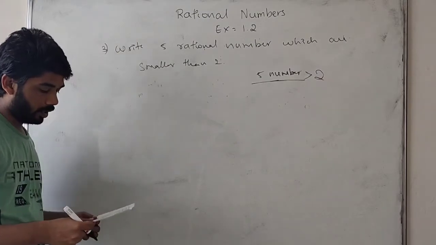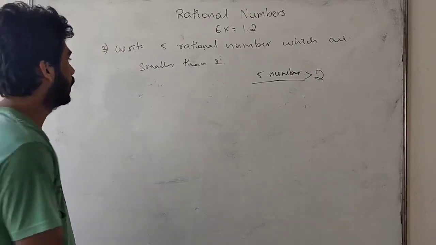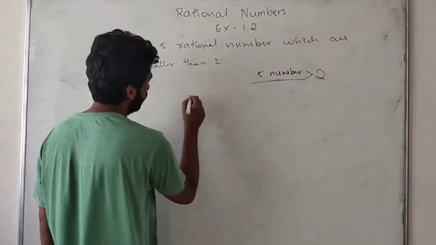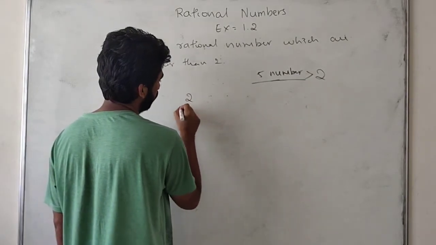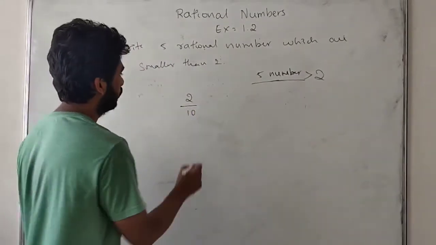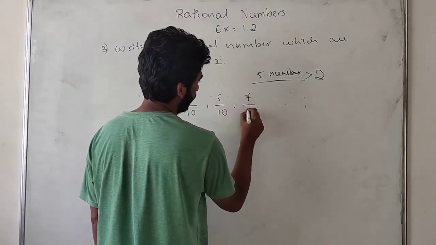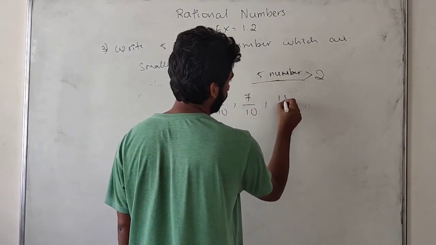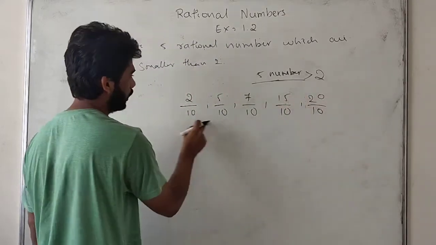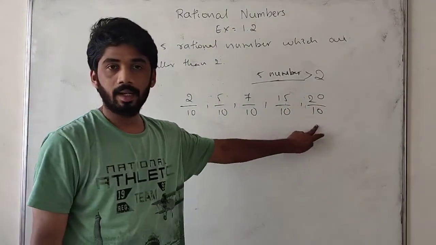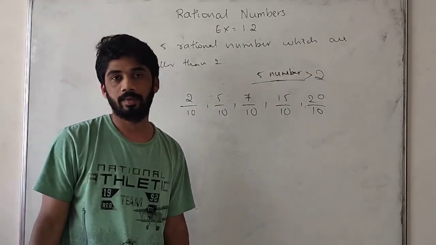So what rational numbers can we get? Less than 2, so here we can write 2 by 10, 5 by 10, 7 by 10, 15 by 10, 20 by 10. All these numbers are less than 2. So we can take any numbers.